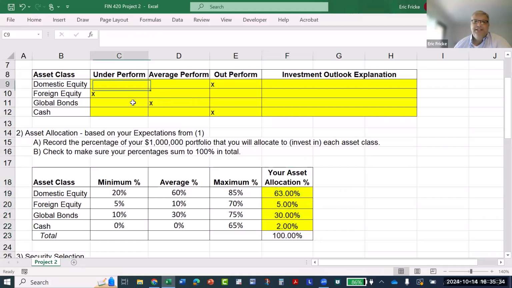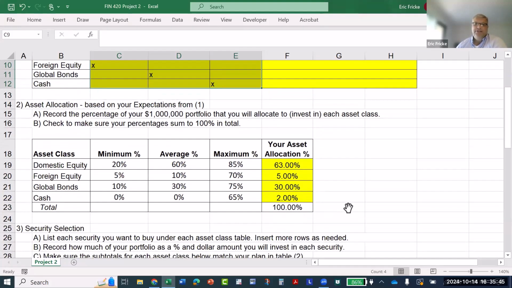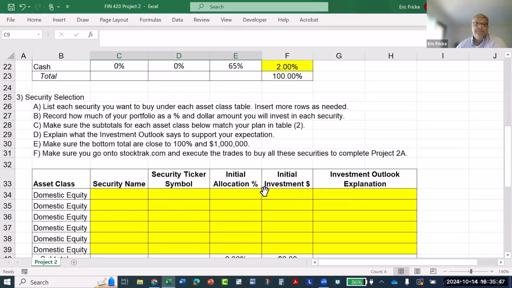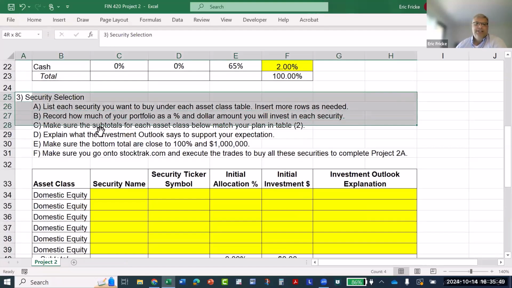So this isn't the solution, by the way. So don't just jot down what I did here. We're going to have to go in the report and look, but this is how you would do it. So that's the asset allocation part. So we got that done. Security selection.